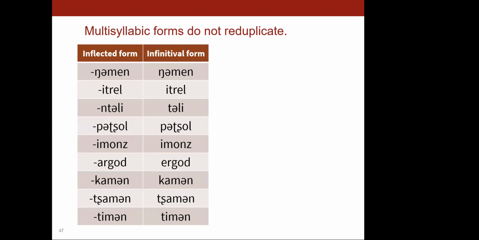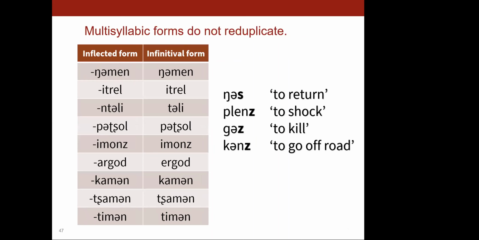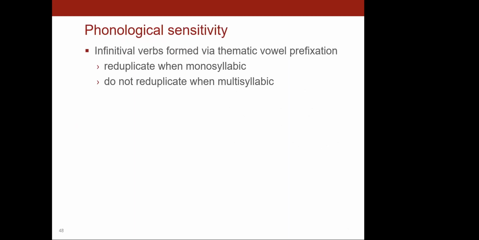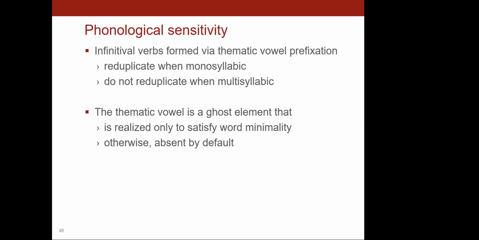Of the 500 verbs in the Ende verb corpus, only 4 monosyllabic verbs do not reduplicate in the infinitival form. Interestingly, these 4 verbs all end with a coronal fricative, which may indicate that they belong to an exceptional morphological class of some sort. Maybe these are not simple roots. So I propose that the underlying form of the multisyllabic verbs and the monosyllabic verbs are the same. They're each preceded by this thematic vowel prefix. This thematic vowel gets deleted instead of being realized if the verb root is already long enough.